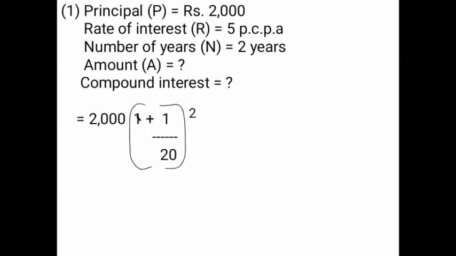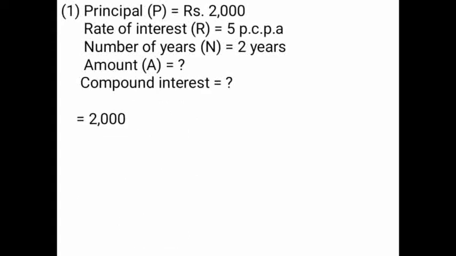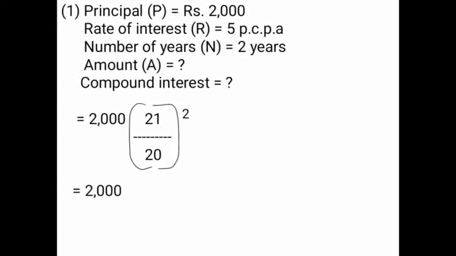Now you have to cross multiply this in the bracket. You have only the single denominator. You don't have any denominator here, so you have to take it as 1 when you cross multiply. That is 2000 in bracket 20 ones are 20 plus 1 ones are 1. This denominator 20, which is the single denominator, write as it is, that is upon 20 in bracket raised to 2. Now you have to add this in the bracket, that is equal to 2000, 20 plus 1 is 21 upon 20 raised to 2.